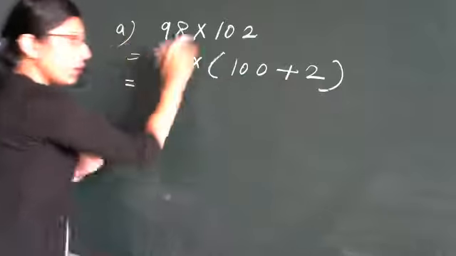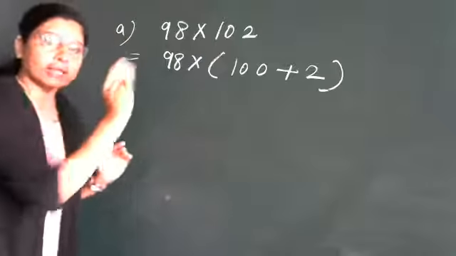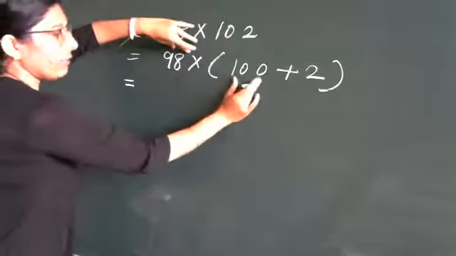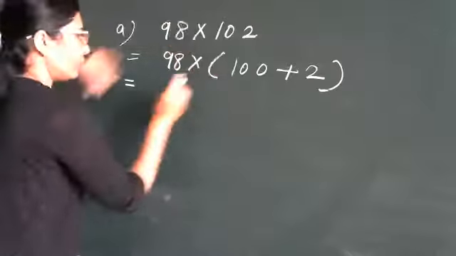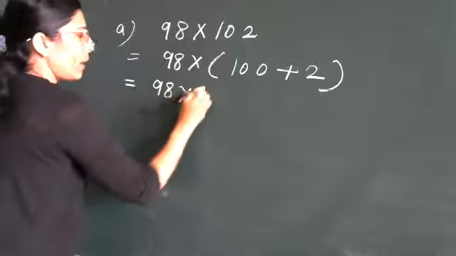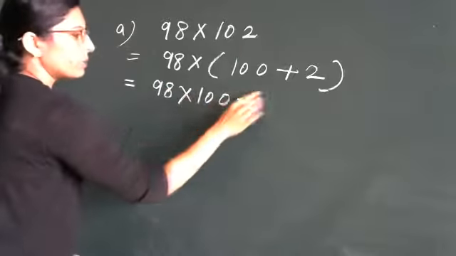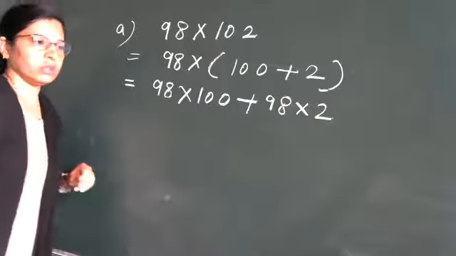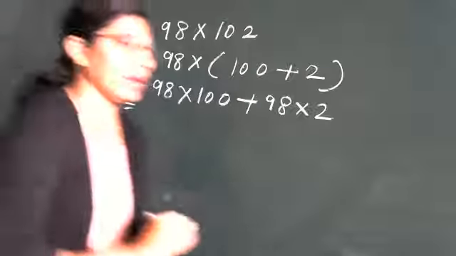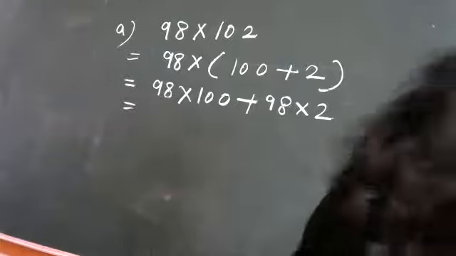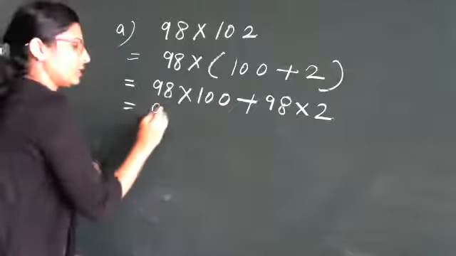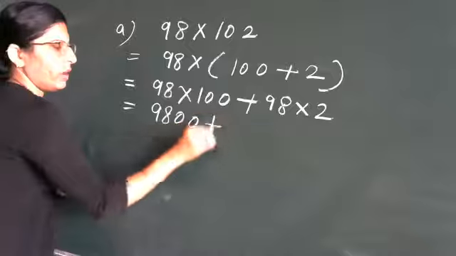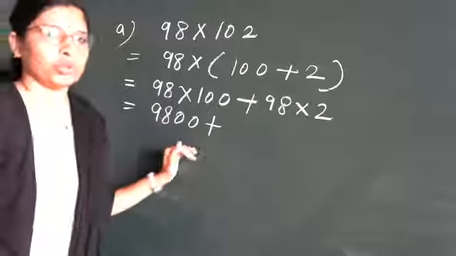Now we can use the distributive property and then we can solve. So in distributive property, what? We have to multiply 98 with 100 and 98 with 2. So 98 multiply with 100, plus this plus sign, again 98 multiply with 2. Now multiply this. 9800. Only add the two zeros. Multiply with 100. Plus 98 into 2.